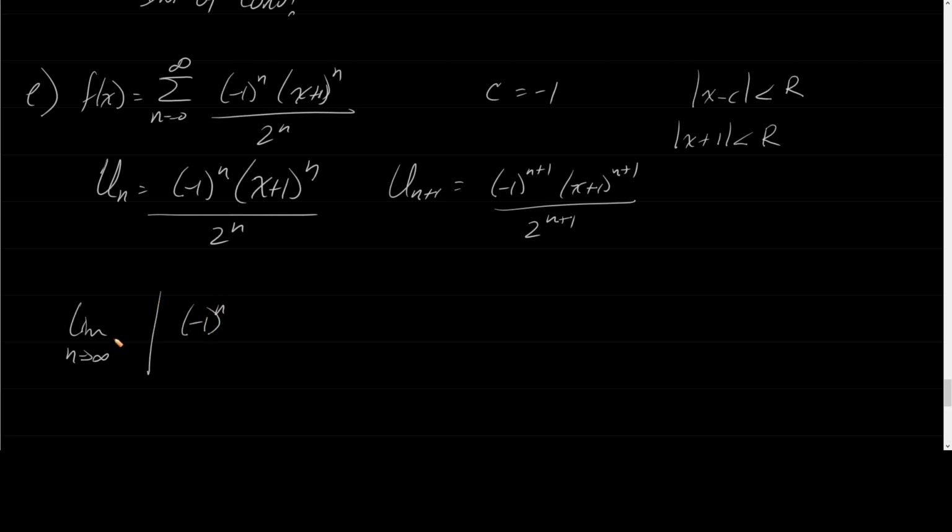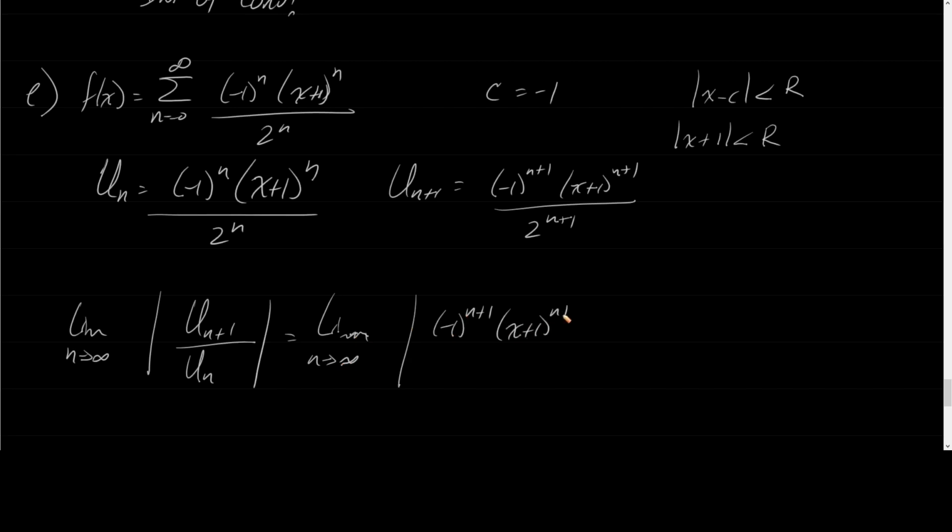Well, let me write the generic thing. We're doing the ratio test. U sub n plus 1 over u sub n. Okay, there we go. So we have the limit as n goes to infinity of the absolute value of negative 1 to the n plus 1 times x plus 1 to the n plus 1 over 2 to the n plus 1 divided by u sub n. But u sub n is a fraction, so we can multiply by the reciprocal of that fraction.